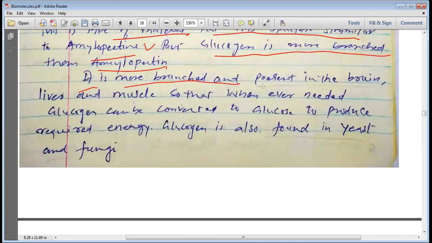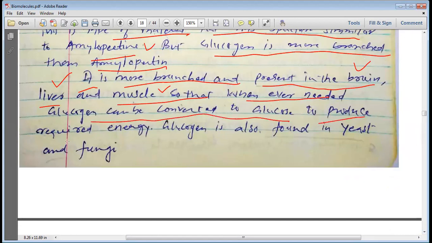Glycogen is more branched and present in the brain, liver, and muscle of living organisms. So glycogen is present in the brain, my dear students. It is present in the liver. Glycogen is present in the muscle, so that whenever needed, glycogen can be converted to glucose to produce the required amount of energy. So when glucose is stored in the form of glycogen in the brain, in the liver, and in the muscle, and whenever energy is needed, this glycogen is converted into glucose and the energy can be produced.